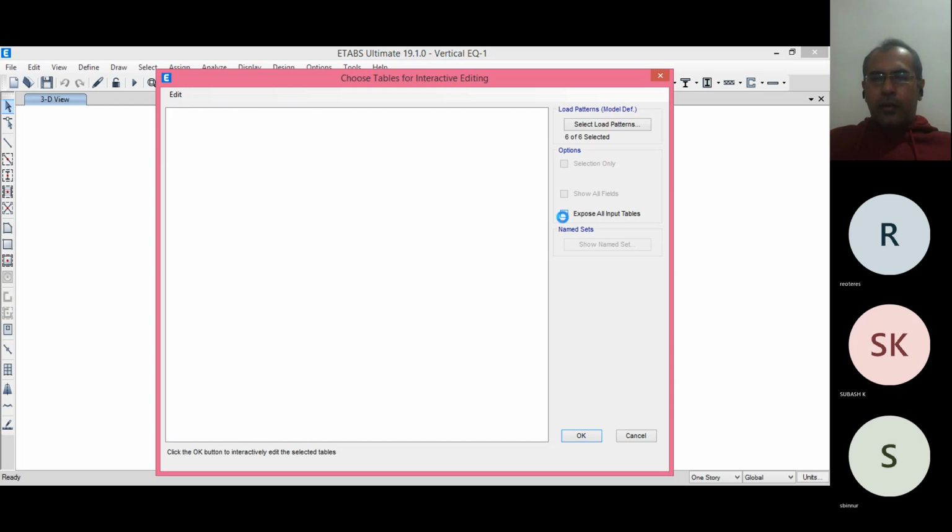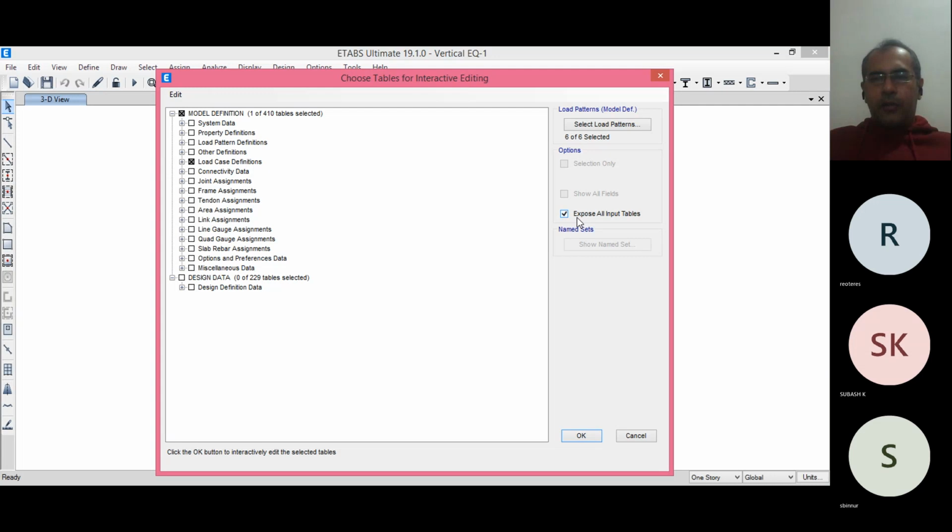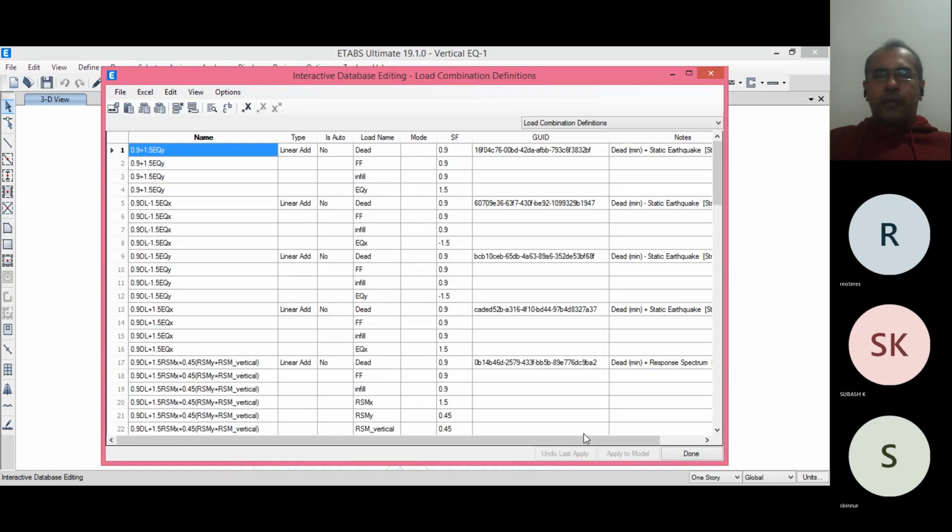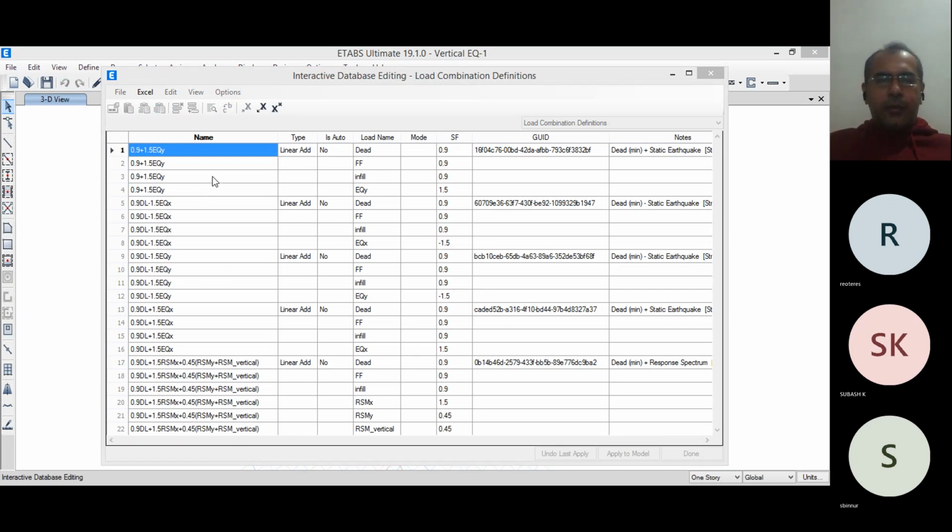So what we will do? Expose all input tables. We have to click this Expose All Input Tables, Load Combination Definitions, and we take it as okay. So right now this data is available. Once you have defined it here, you convert it into Excel, Send Tables to Excel. So this table will now become an Excel for you. Now you save this, and I call it vertical earthquake load combinations. I save it in the location wherever I want.